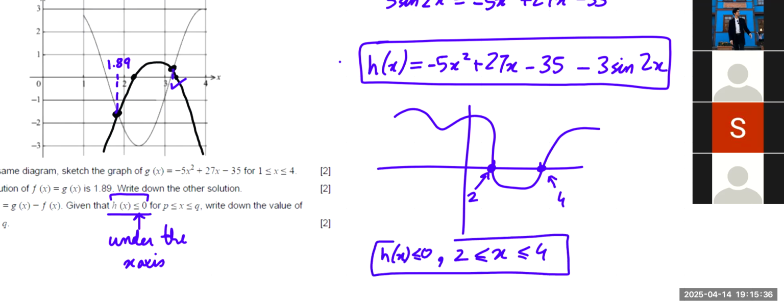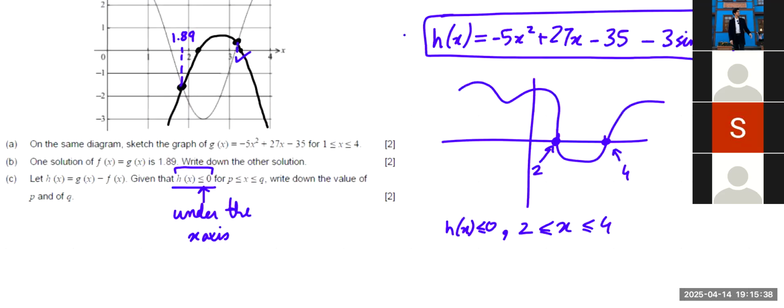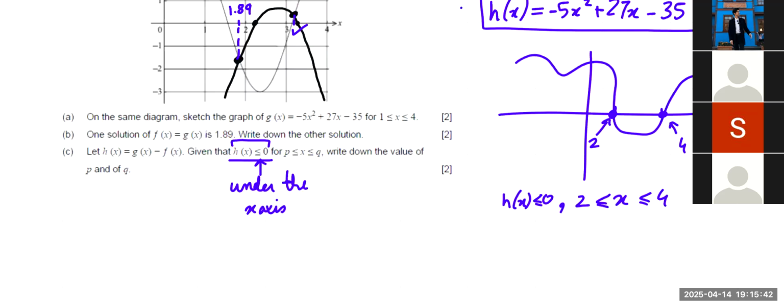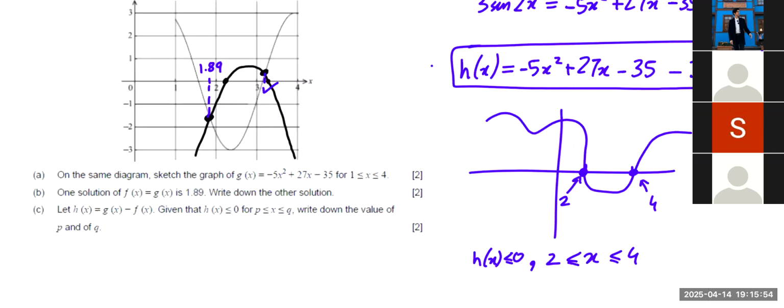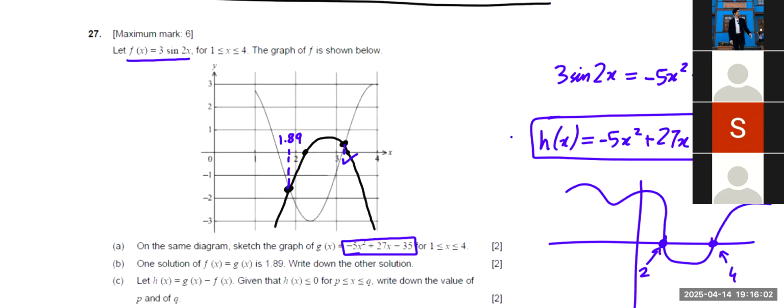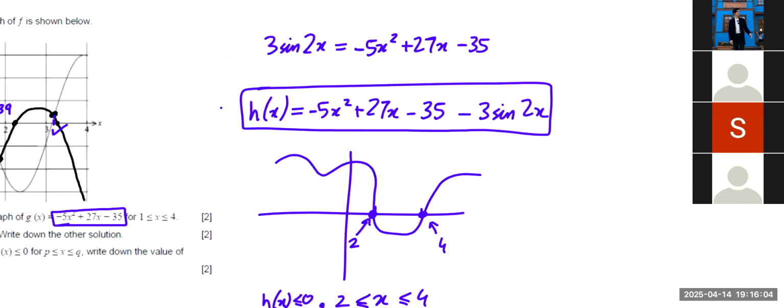Sophia, is this clear? No. No? Did you say no or did you say yeah? No. Ah, okay. So look, h of x is a new function. That's obvious, right? It's a new function that's created by using g and f, right? So h of x is basically this thing minus this thing. So we get this new function. Is that clear?